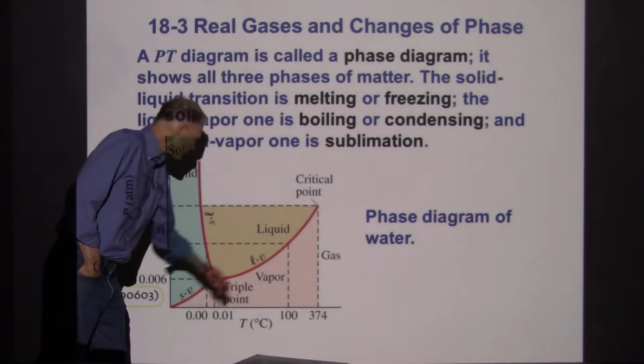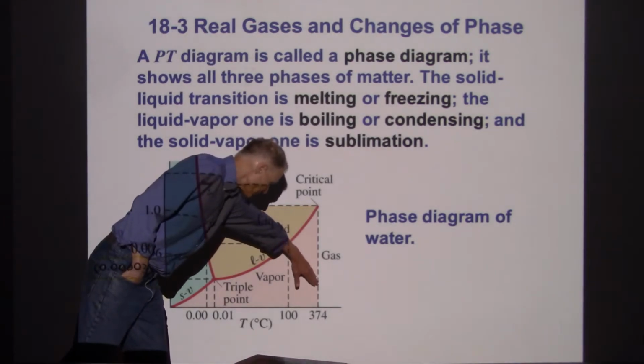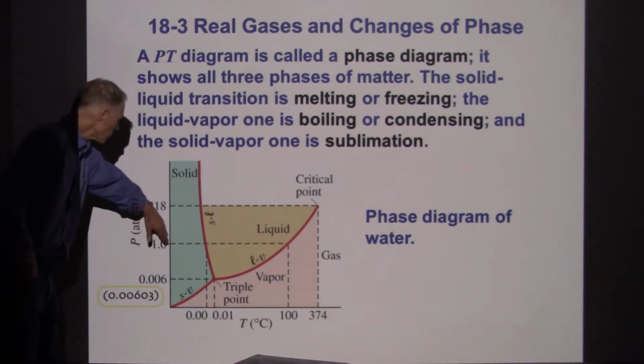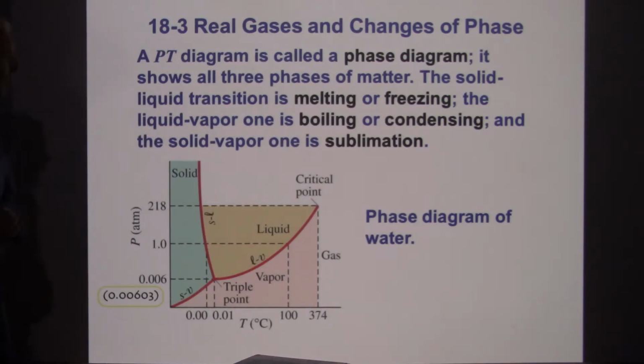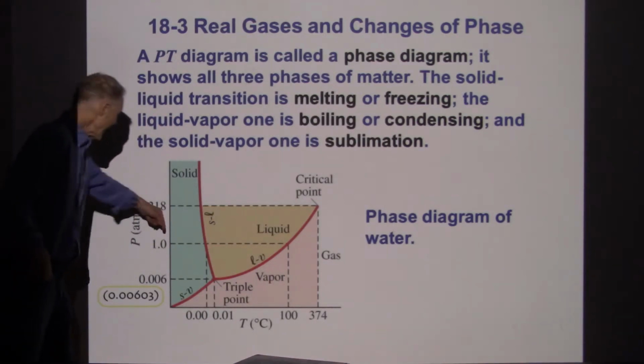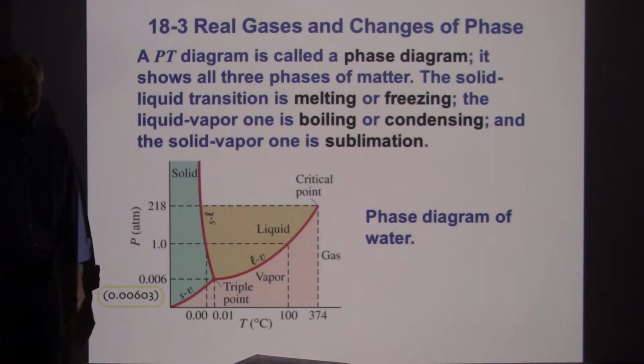Again, the temperature scale is the same thing. This is 0, that's 100. This is 374 Celsius. So let's go to a low temperature, maybe minus 40 or 50 or 60. Anyway, for the water, at these low temperatures, at 1 atmosphere pressure, it's a solid. It's a block of ice.